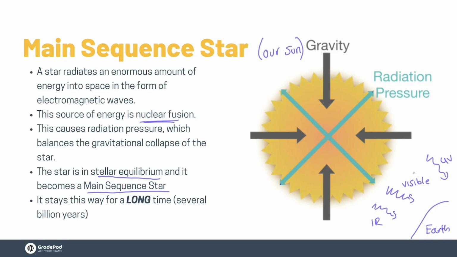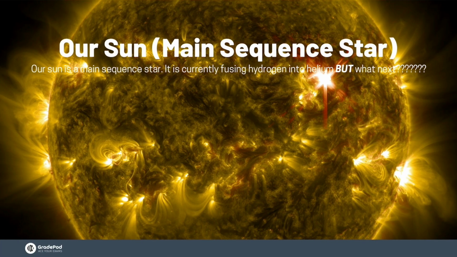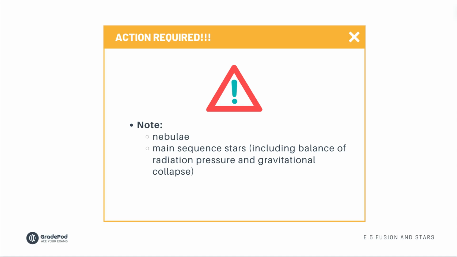And we believe that our star has a good few years in it yet, so I don't think anyone has to worry. As I said before, our sun is a main sequence star, and what that means is it's currently fusing hydrogen into helium. And it will stay that way for a long, long time. But what happens next? Head to the other notes section in your revision note template and note down some facts about the nebulae and the main sequence stars. In particular, I really want you to focus on the balance between the radiation pressure outwards and the gravitational collapse inwards, keeping that a nice stable star.